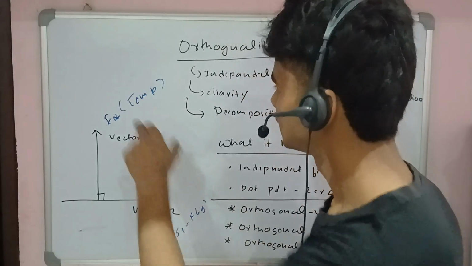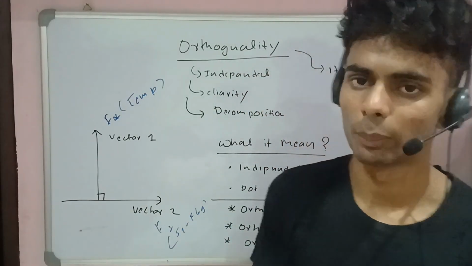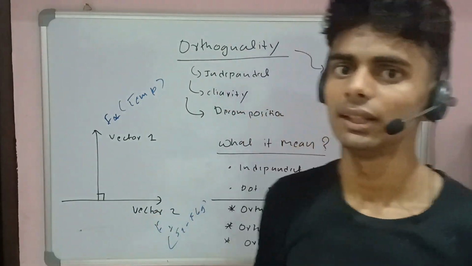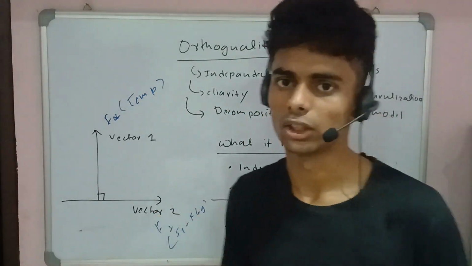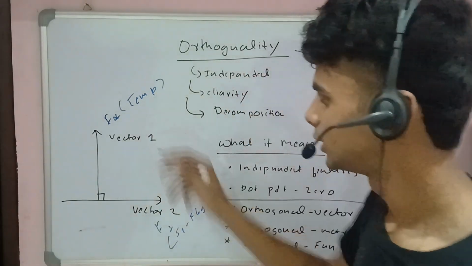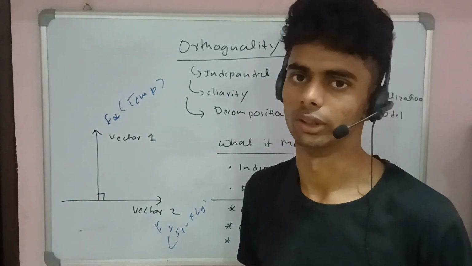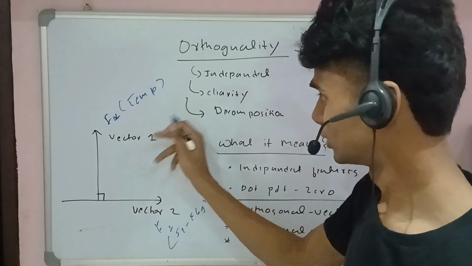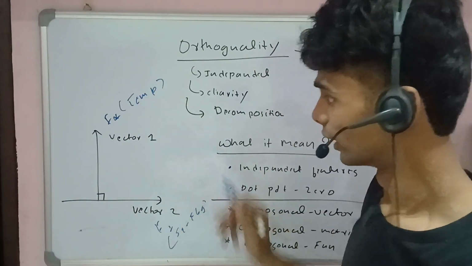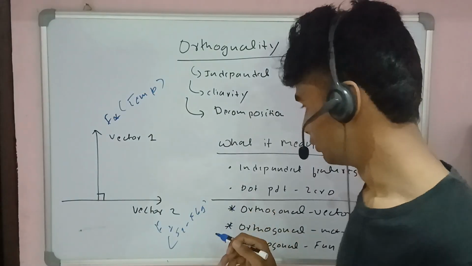So in that case, those features are perpendicular to each other, which means both features are not dependent on each other. If one of them changes, the other will have no effect. So that's okay, temperature and square footage work like this. What exactly does that mean?